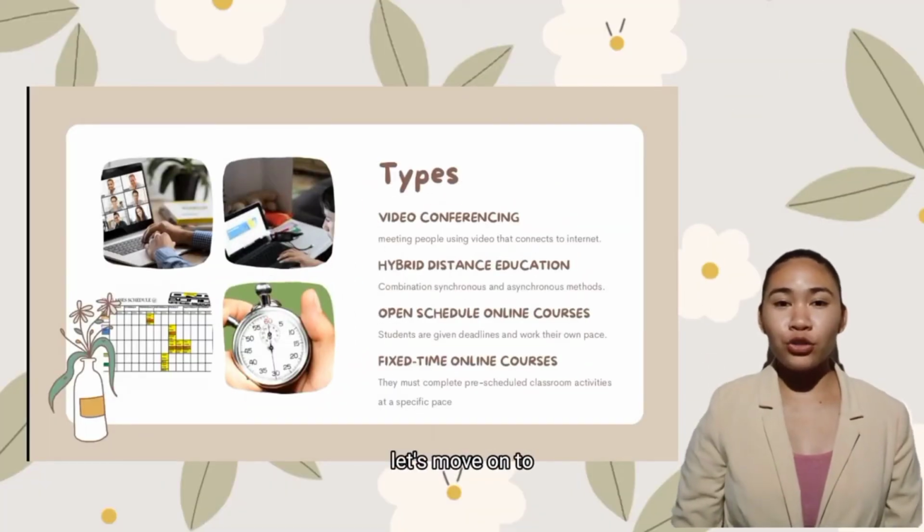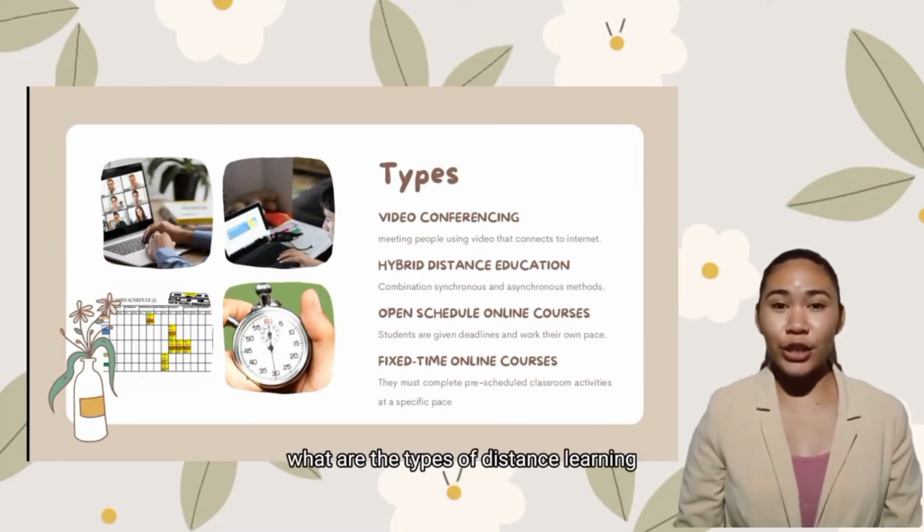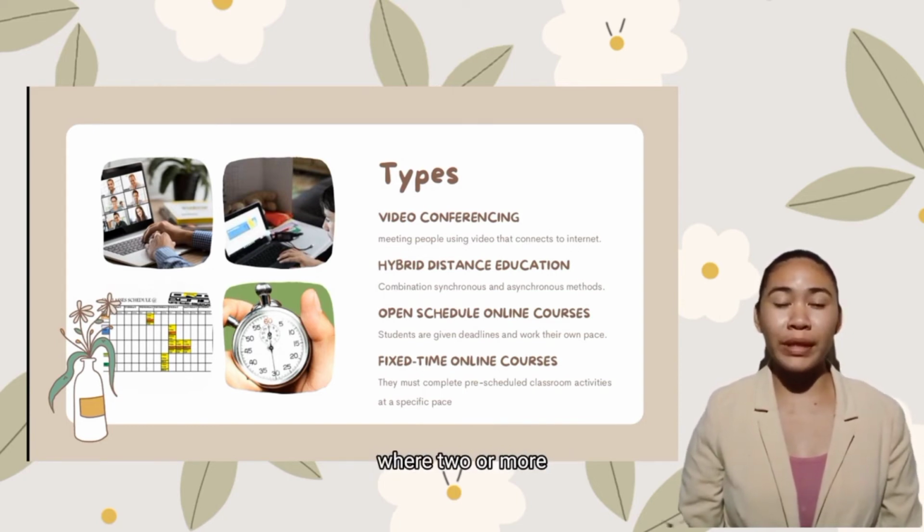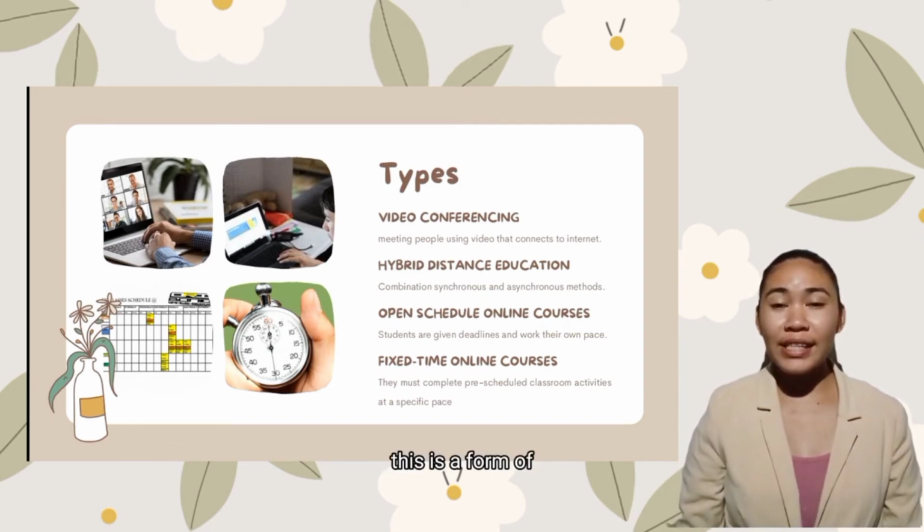So let's move on to what are the types of distance learning. The most common one is video conferencing. Video conferencing is traditionally a meeting where two or more participants use video to connect over the internet. This is a form of synchronous communication, using tools like Zoom, Blackboard Collaborate, Adobe Connect, or other conferencing software. Teachers and students interact together no matter where they are located.